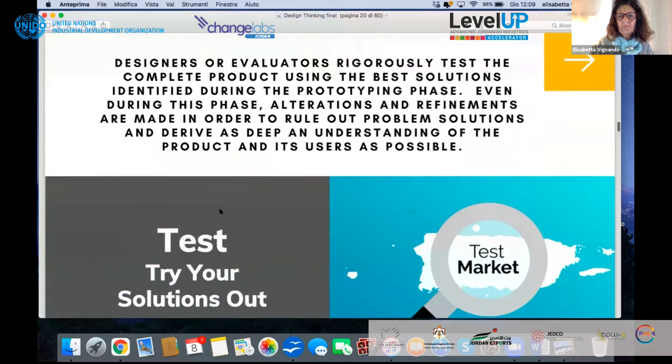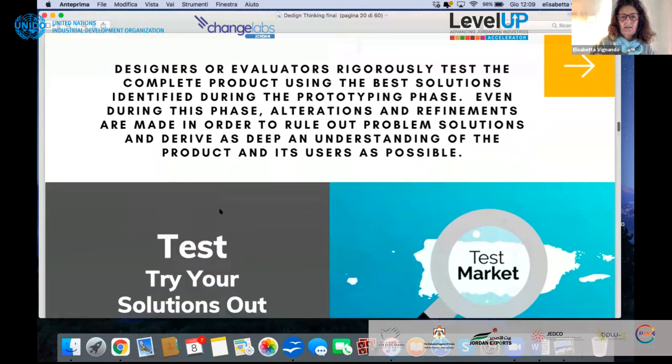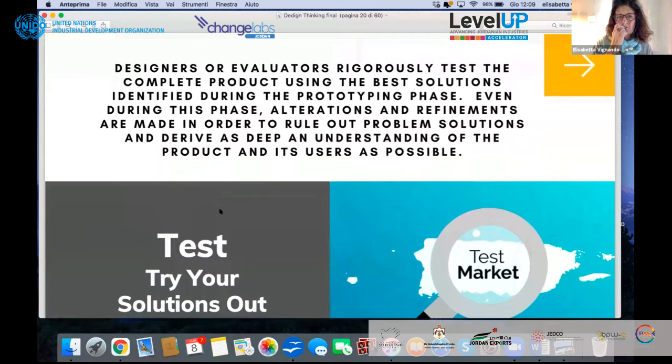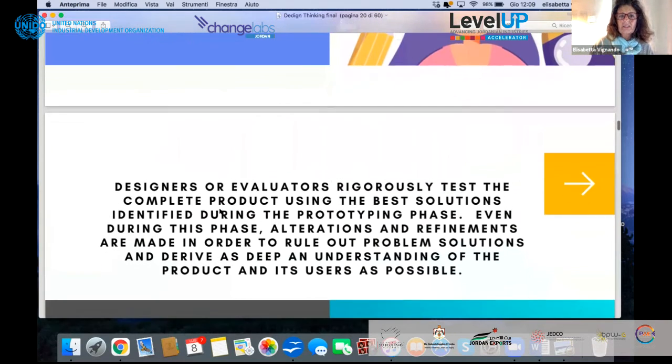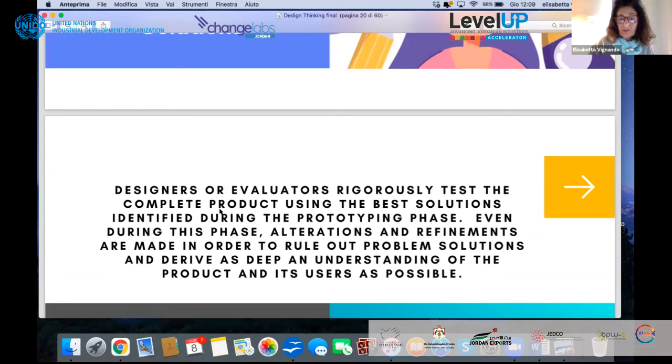So then we come up to the final step of the process, which is the test. A designer or evaluator rigorously tests the complete product or service using the best solution identified during the prototype phase. Even during this phase, alterations or redefinitions are made in order to rule out the problem solution and arrive at as deep an understanding of the product and its user as possible.